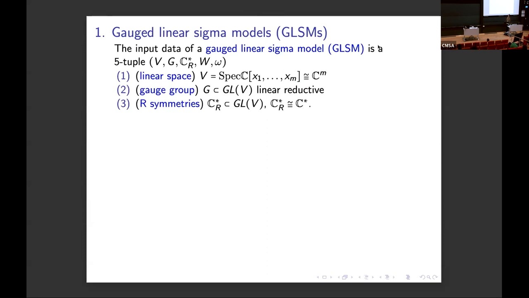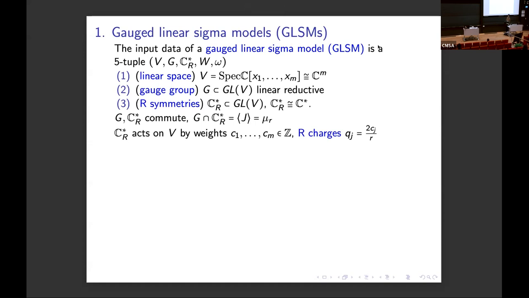And there's another subgroup, C star R. We also assume it's a subgroup of the general linear group, isomorphic to C star, and it's known as the group of R symmetries. The condition on these two subgroups is that their actions commute and their intersection is finite.